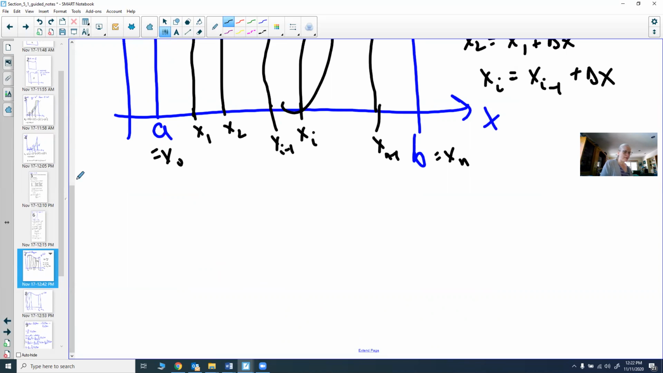That would get me my area is the limit as n goes to infinity of my right-hand sums, r sub n.